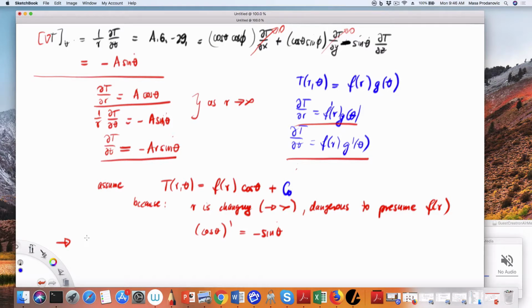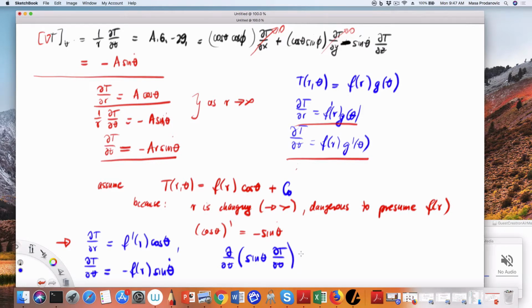So my dT/dr is f prime of r cosine theta. My dT/d theta is minus f of r sine theta. And then I have that term d/d theta of sine theta dT/d theta in my initial equation. That is minus f of r sine theta cosine theta.